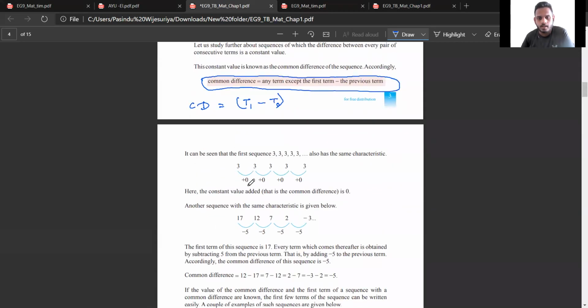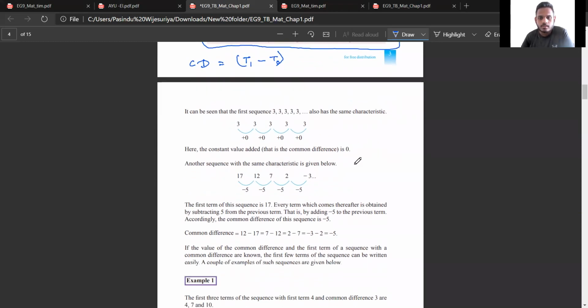And here in this one, there is a common difference, the same, so the common difference is 0. Here is another sequence, a sequence which comes with a negative common difference. Negative means a descending sequence. Starting with a higher number, it reduces. Still the common difference is the same. See, it's -5, you subtract.